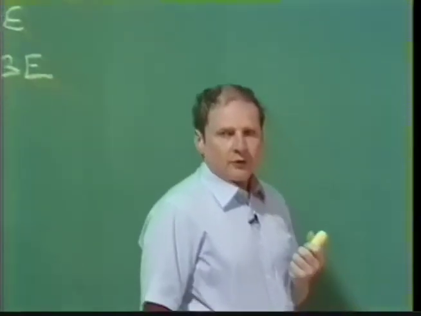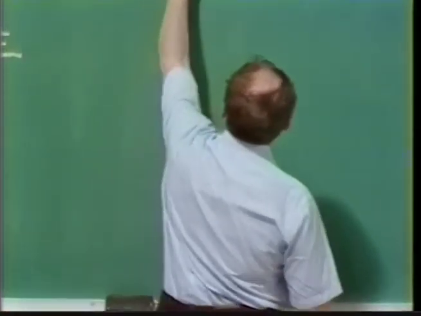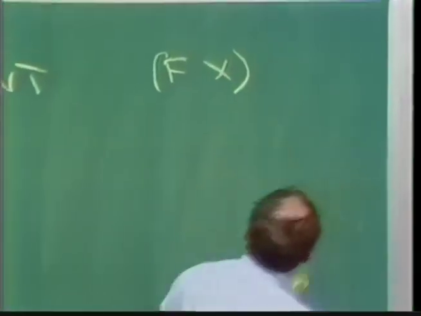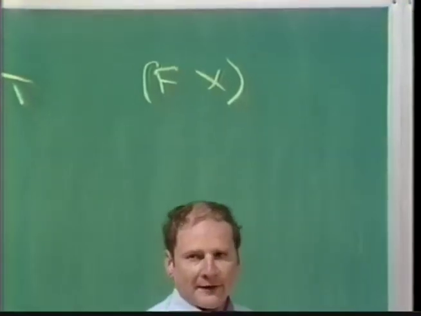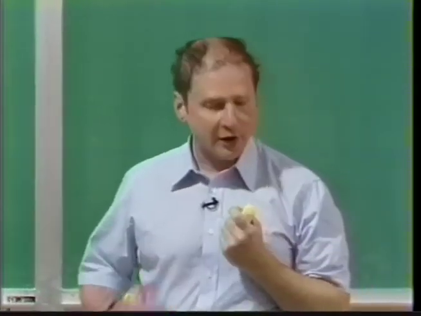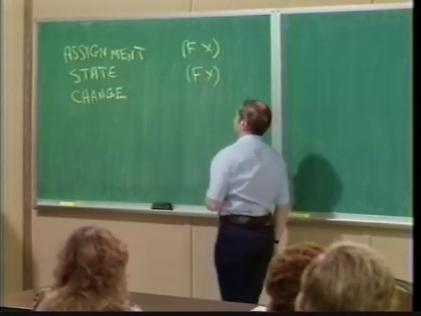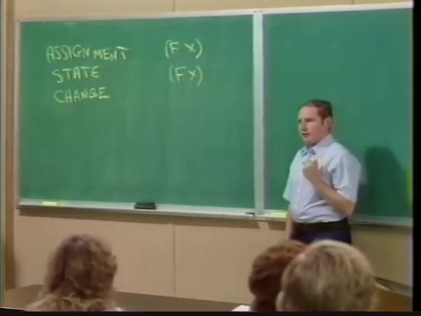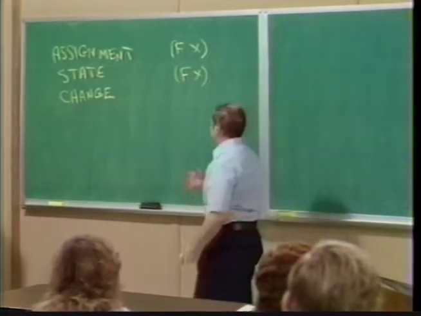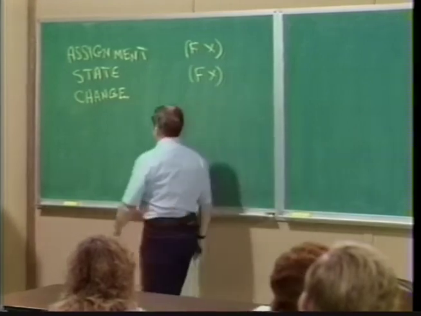Or, for instance, an expression like f of x might have a side effect in it. So if we say f of x and it has some value, and then later we say f of x again, we might get a different value depending on the order. So suddenly we have to think not only about values, but about time.